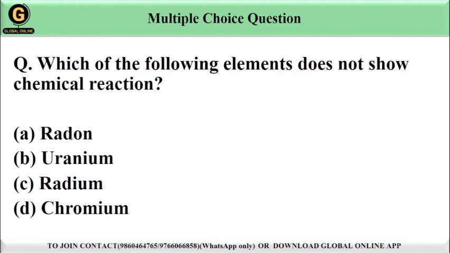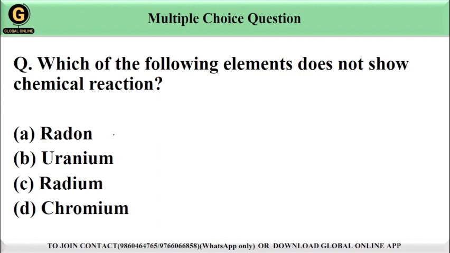Next question is, which of the following elements does not show chemical reaction? Options are radon, uranium, radium and chromium. So friends, radon is a noble gas and is chemically inert, meaning it does not easily undergo chemical reactions. This is because noble gases, including radon, have full outer electron shells, which makes them stable and unlikely to react with other elements. On the other hand, uranium, radium and chromium are reactive elements that readily form compounds with other elements.